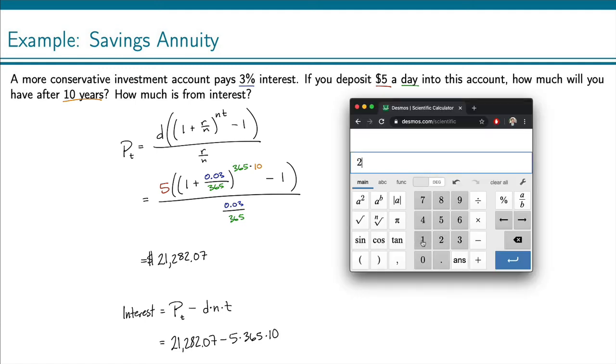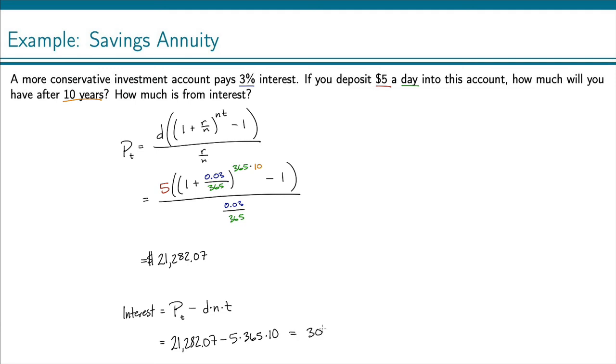Let's plug that into our calculator. $21,282.07 minus 5 times 365 times 10, and we get $3,032.07. So over those 10 years, of this $21,000 that we have, about $3,000 of it is just from interest.